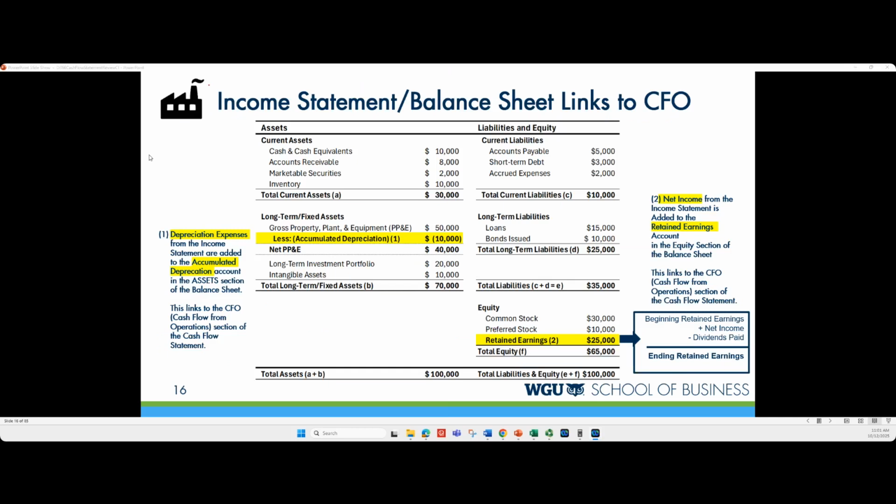So the second account is our net income, which is going to get added from the income statement to the retained earnings account in the balance sheet.